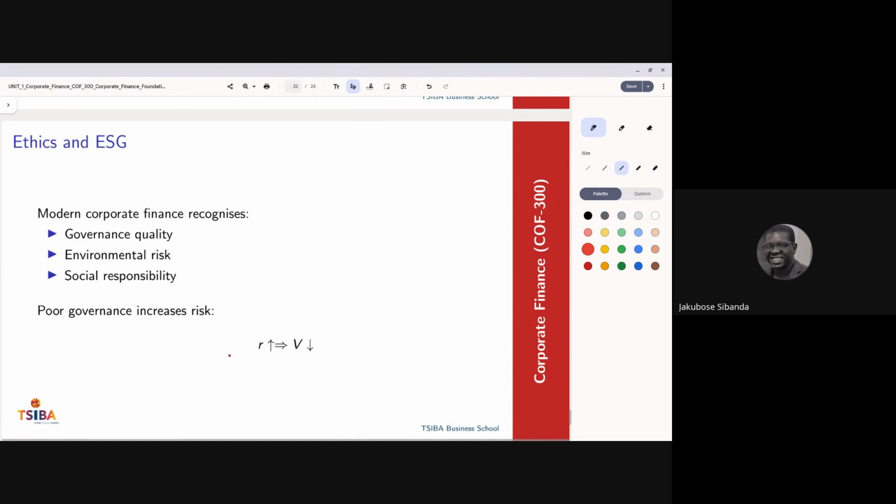So poor governance increases risk. So when, as an investor, I'm looking at your company and I can see that your governance is not strong, it means I want a higher required rate of return. And we know that when the R goes up, the V goes down. So this is kind of very important concepts.